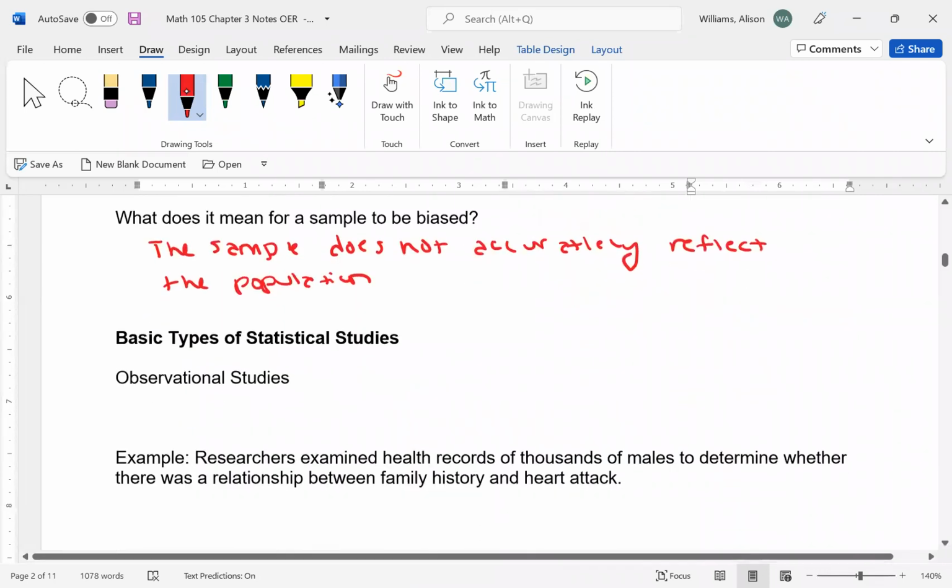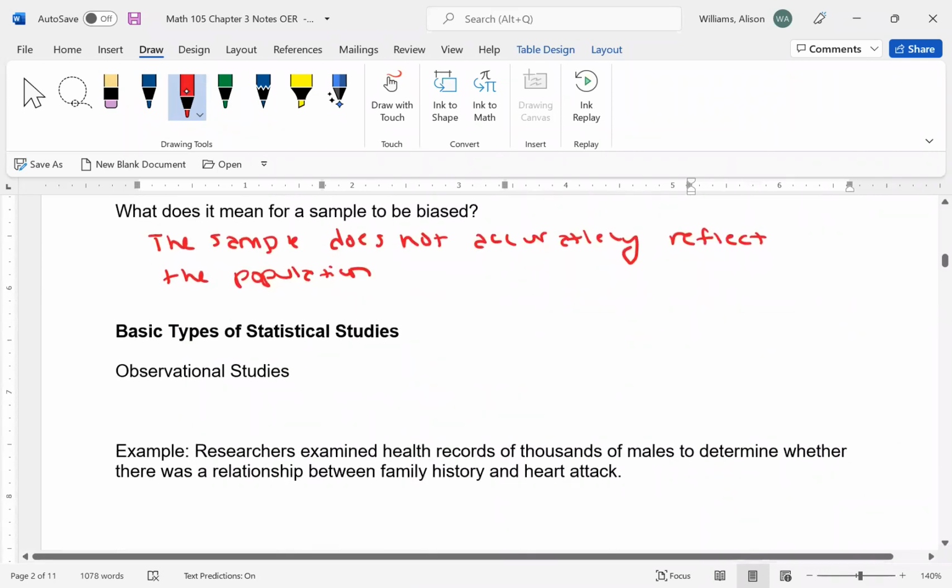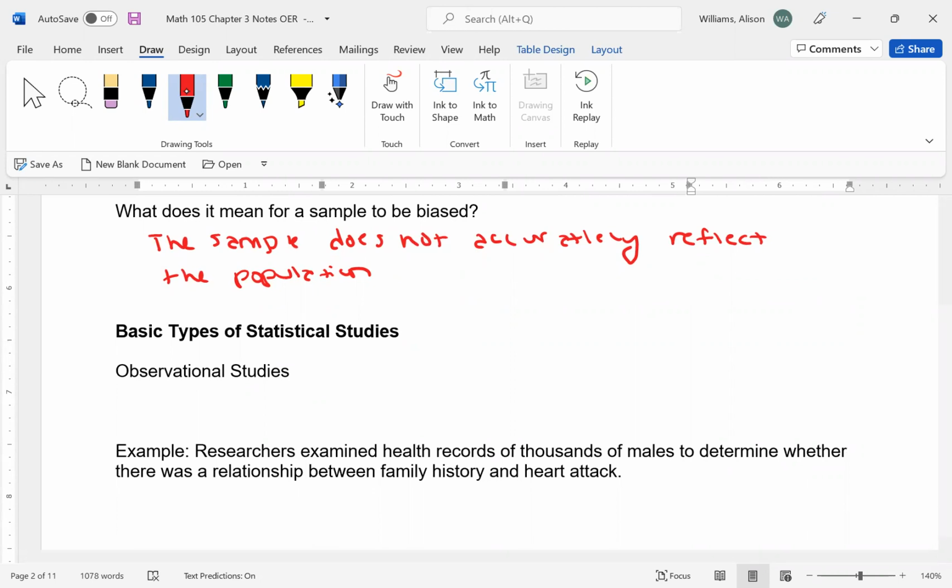Let's look at some basic types of statistical studies. So we have two that we really focus on: observational studies, which is when we gather data without influencing the subjects. Wow, that's very sloppy, sorry. The subjects.